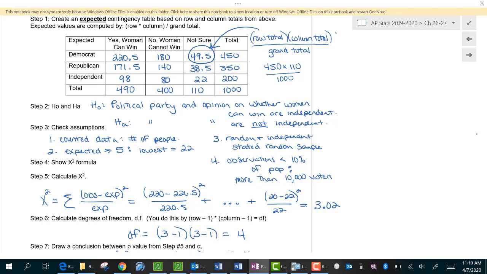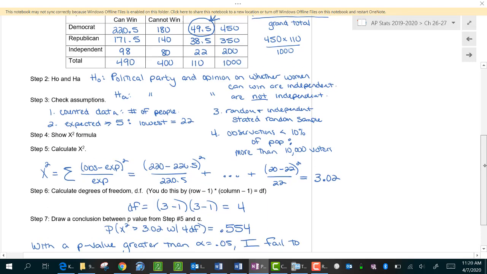Then for our assumptions, so we have counted data, it was the number of people. Expected is greater than or equal to 5. Well, my lowest was 22. Third was random and independent, and it does state that it's a random sample. And then finally, fourth is our observations are less than 10% of the population, and there's more than 10,000 voters.